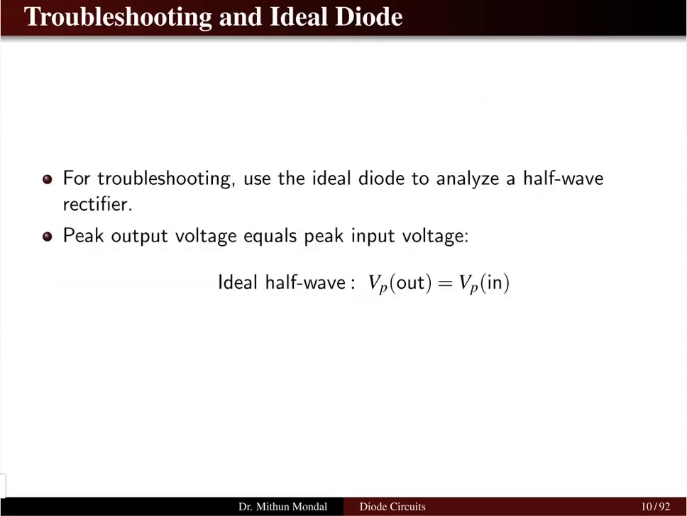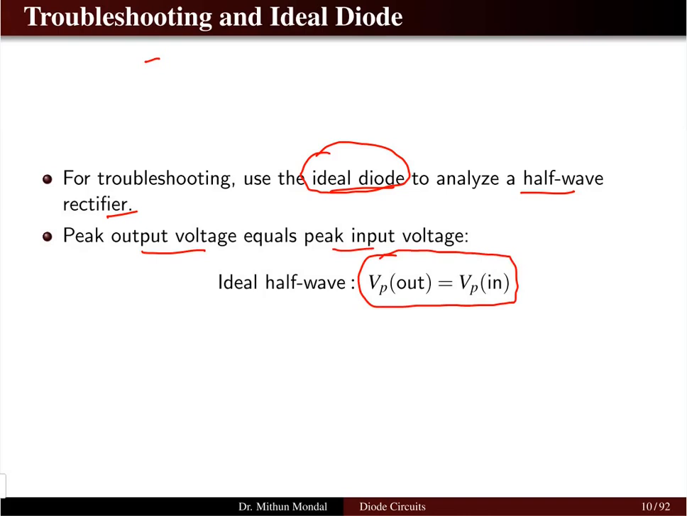If we talk about troubleshooting, we use the ideal diode to analyze the half-wave rectifier. Whenever you have a practical diode circuit, you basically compare it with the ideal diode to analyze if a certain fault is there in the circuit. The peak output voltage is equal to the peak input voltage. So whatever output voltage you get in the ideal half wave is equal to the input. There is no power loss in the diode.